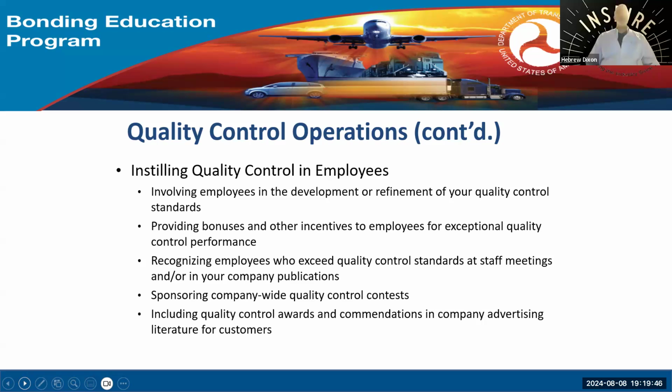Providing bonuses in some cases and other incentives for employees for exceptional quality control performance. That makes sure they're real clear that you get it, right? That you understand that these things can cost you money. Measure twice, cut once, that mentality. And sometimes bonuses are appropriate if it doesn't impact your project in a negative way. Recognize employees who exceed quality control. Some of these things are small in nature, but it helps people understand you're serious about it, that you measure it and you monitor it, so that you're clear.